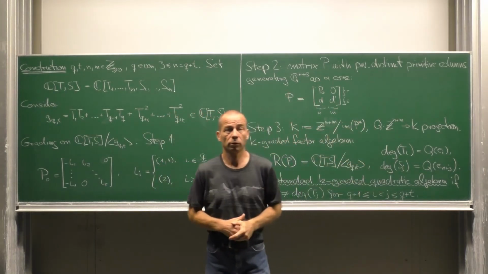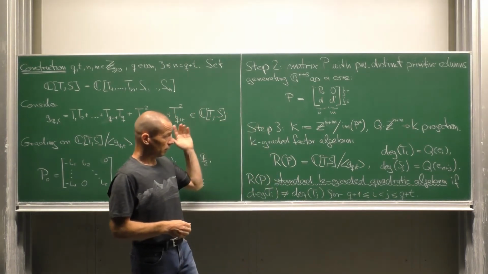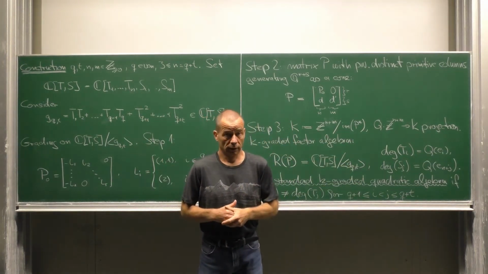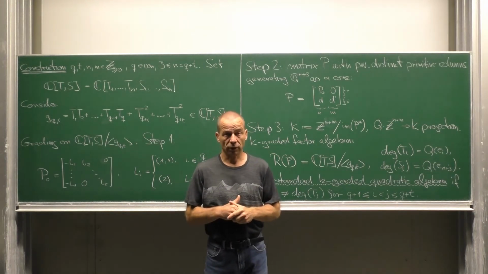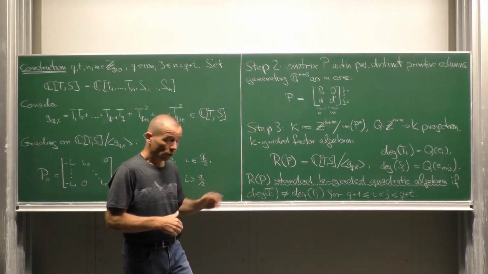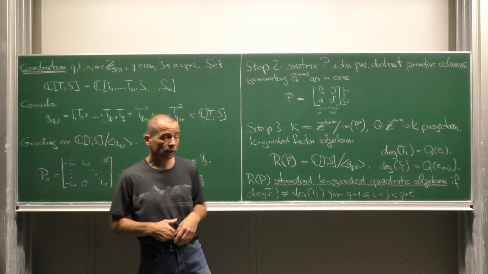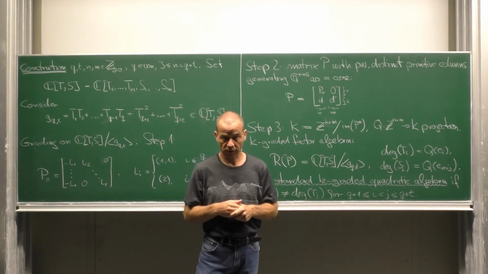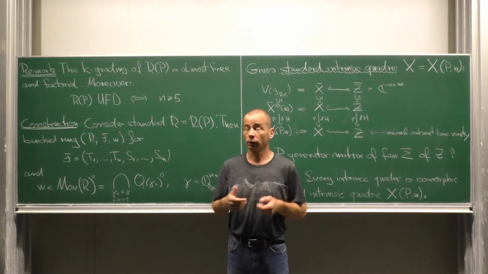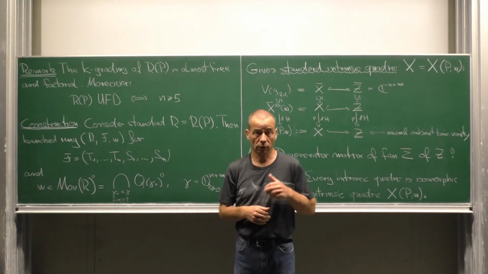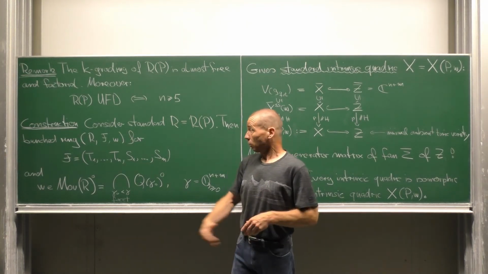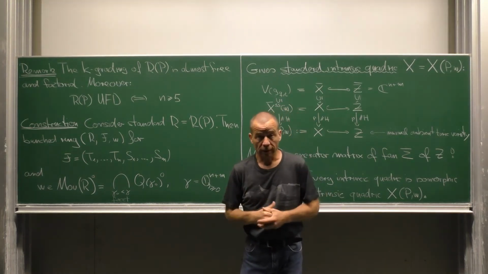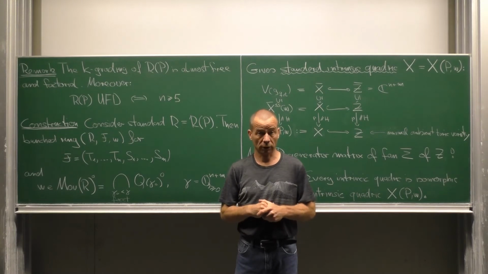Then we consider the projection Q from Z to the n plus m onto K. We obtain a K-graded factor algebra R of P, where the degrees of the variables are the images of the corresponding canonical basis vectors under Q. We call R of P a standard K-graded quadratic algebra if the degrees of the variables that show up in the squares are pairwise distinct. The K-grading of R of P turns out to be almost free and factorial. Moreover, R of P is a unique factorization domain if and only if we have at least 5 variables showing up in the quadratic relation.